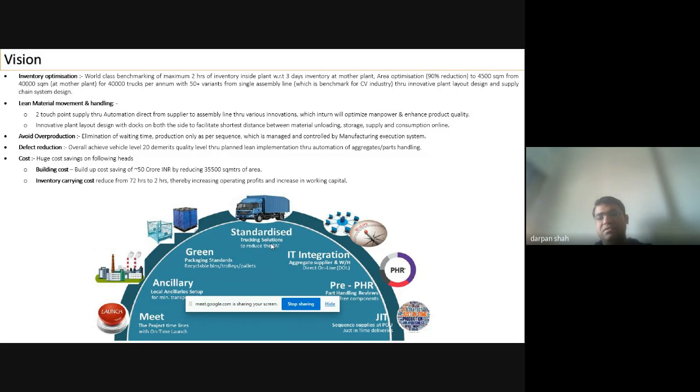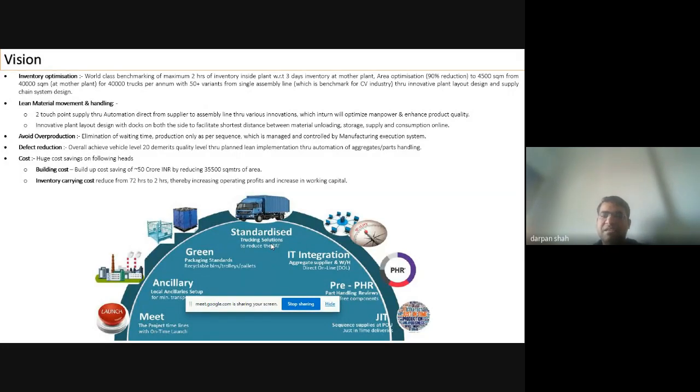After that, you can see that there is a concept called PHR, which is basically part handling review. So whatever component is required in a particular truck, that component is manufactured at the supplier end, and it has to be properly transported to the main manufacturing plant. So this is where the PHR, part handling and packaging review, comes into the picture.